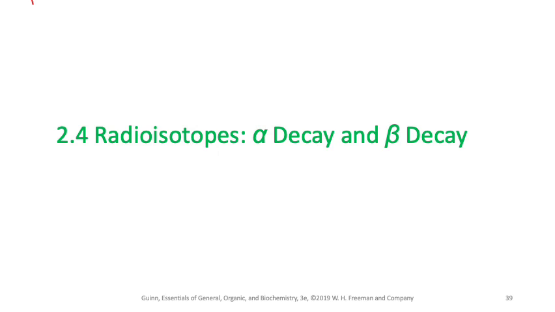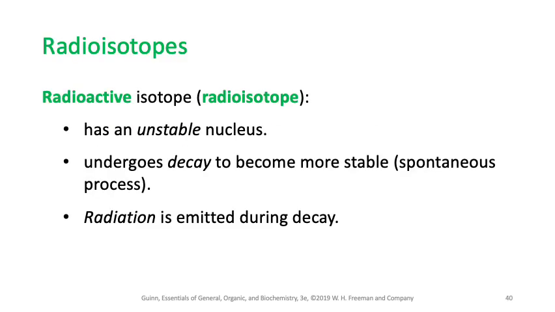So now we're going to talk about a special term called radioisotopes, and then we're going to talk about what alpha and beta decay are. So let's get started with a new topic called radioisotopes. Okay, so now let's talk about the radioisotope. Before we talk more about the radioisotope, let me ask you about this question over here.